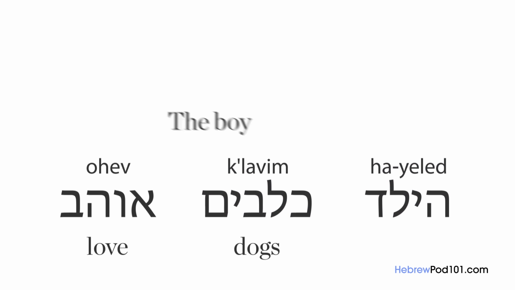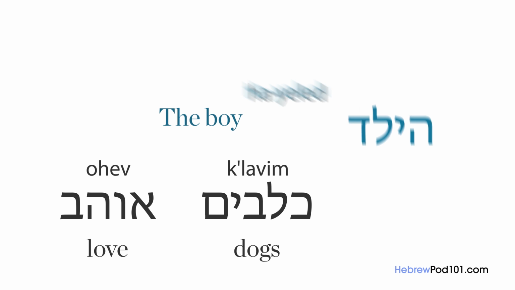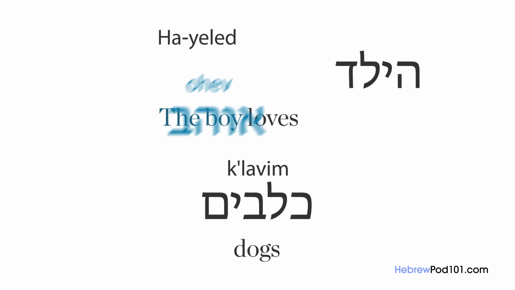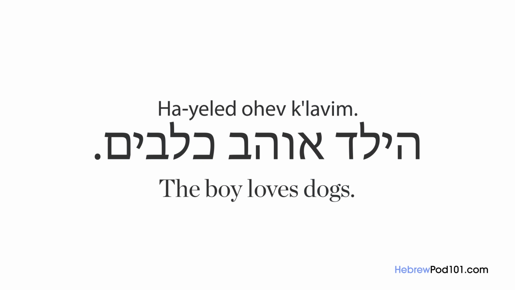First, you need the subject, the boy. In the present tense in Hebrew, the verb is determined by the number and gender of the subject. Here, we have one boy. Hayeled. Then you need to add the verb, the boy loves. This verb will be conjugated in masculine singular for the boy. That's ohev. Hayeled ohev. Finally, you add the object. Altogether, the boy loves dogs. Hayeled ohev klavim.